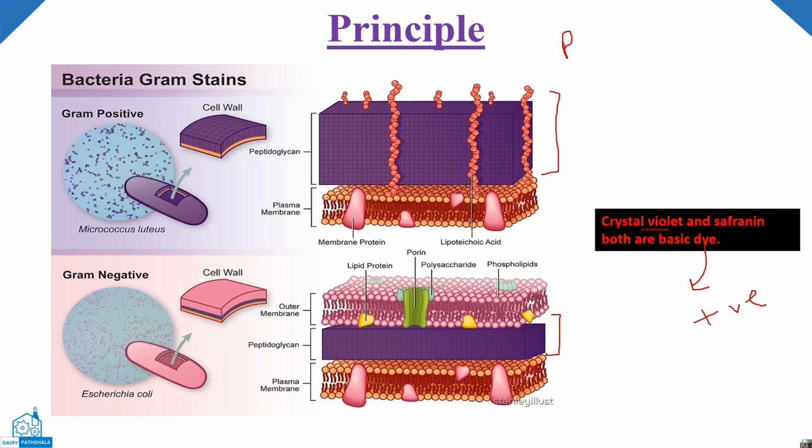Then we add iodine, Gram's iodine, that is a mordant. Why are we adding Gram's iodine? To fix the color of crystal violet, in gram positive or gram negative, either one. To fix the crystal violet color, we add the mordant, that is iodine. Then we use the decolorizer, that is ethanol. Why are we using the decolorizer?